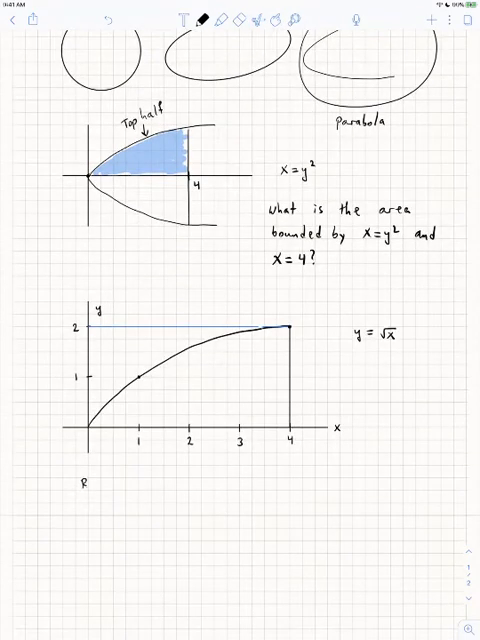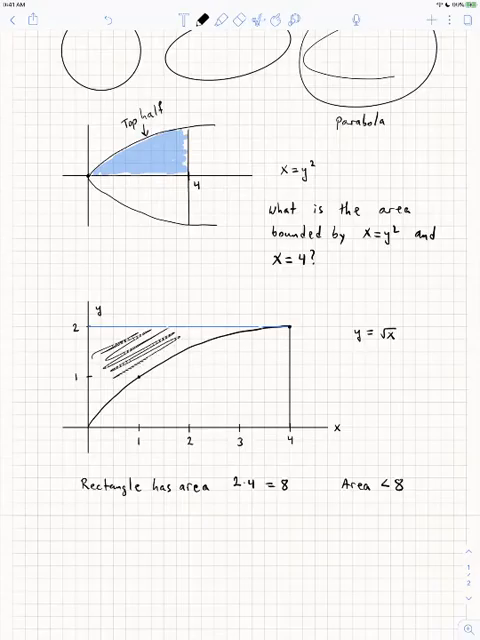This rectangle has area 2 times 4, which is 8. So what that tells us is the actual area underneath the parabola is less than 8. Well, certainly that's too much. We can see that there's a whole lot of area here which we don't want. So a natural question is, how can we improve on our estimate and get something a little bit better? The way that we're going to do that is to use more rectangles.